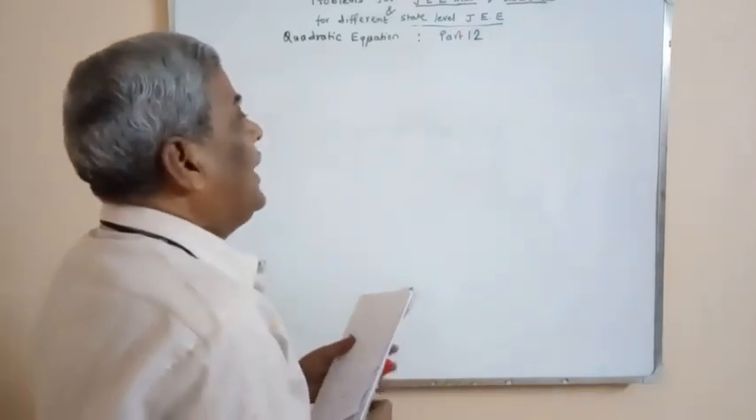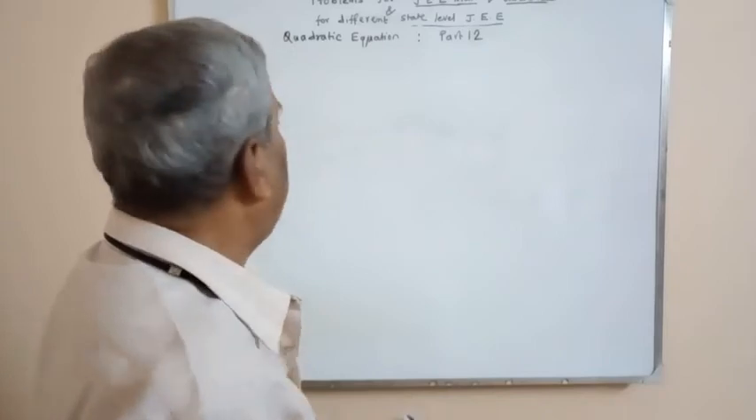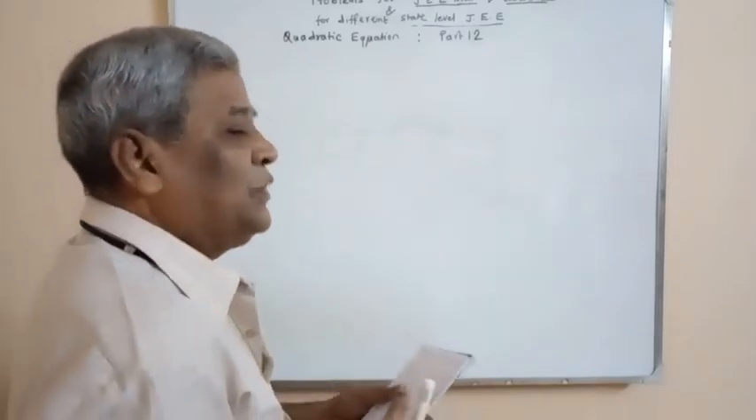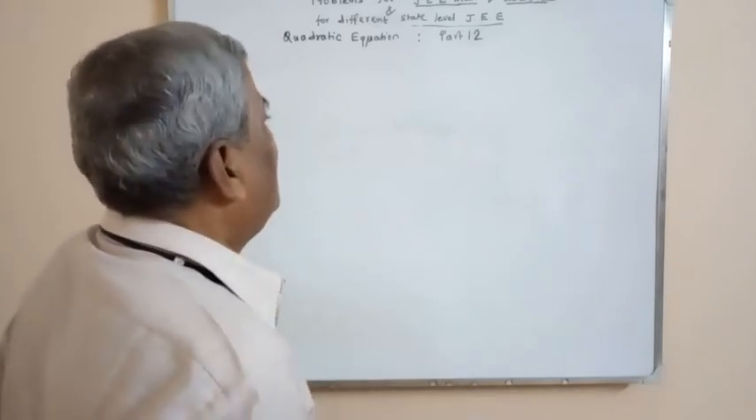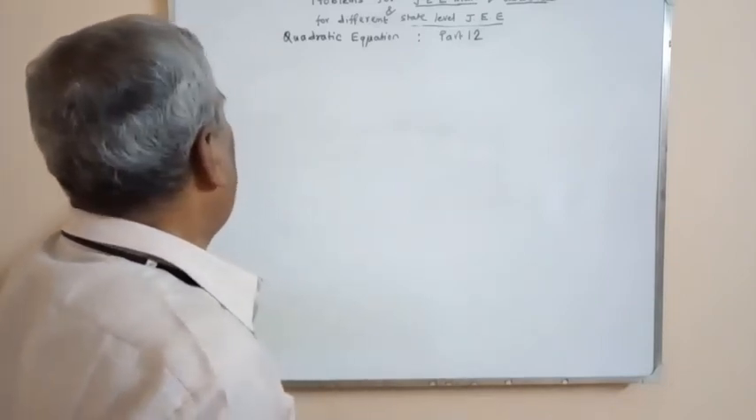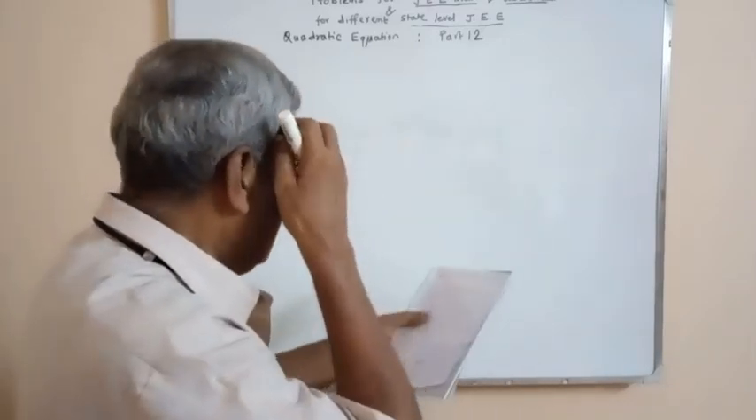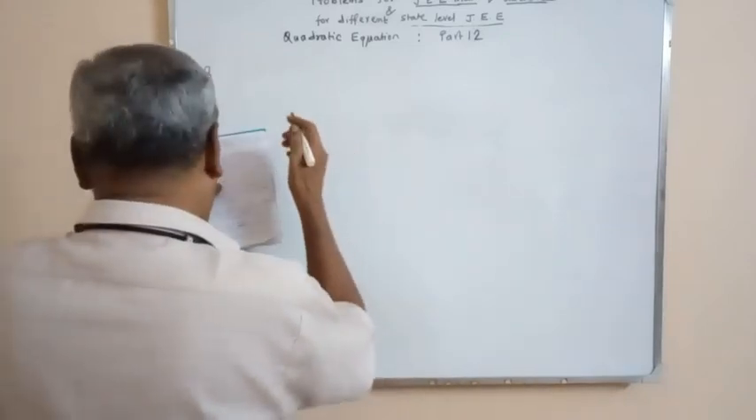Today is part 12 of the chapter Theory of Quadratic Equation. Today we discuss a few long type problems of that chapter. First problem is problem number 58 of the chapter, and the problem is: solve for x.